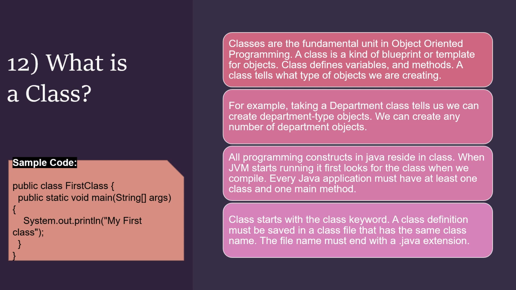Here is the sample code for your reference. If we see the given class when we compile, JVM loads the first class and generates a class file. When we run the program, we are running the class and then execute the main method.